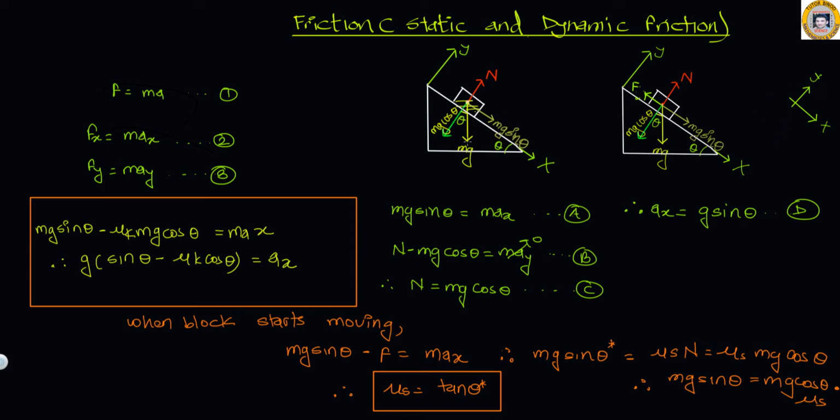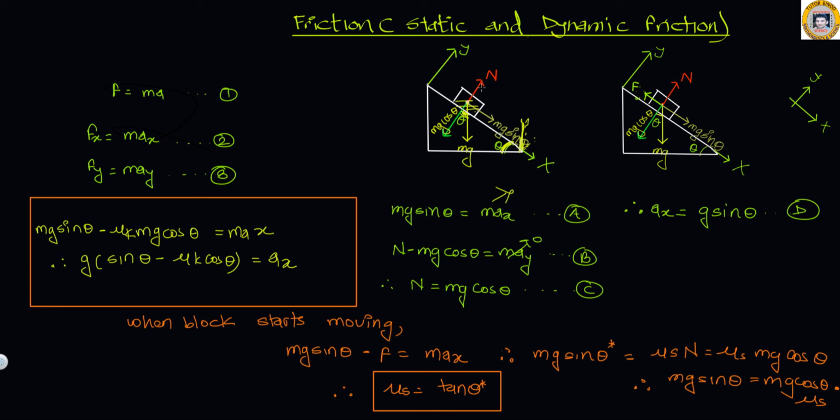So the mg can be represented into two rectangular components, one along the x-axis and one along the negative y-axis. Since this angle is theta, now if this is theta, this is mg cosine of theta and this is mg sine of theta. So mg sine of theta is along the x-axis, which must be equal to the mass times the acceleration along the x-axis.